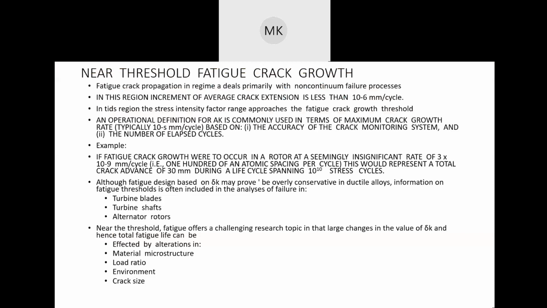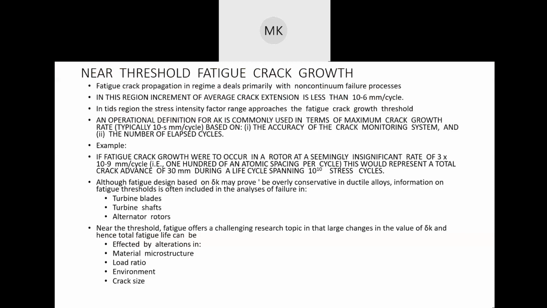Although fatigue design is based on delta K, it has to be a very, very conservative design. That conservatism is needed for applications where you have turbine blades, turbine shafts, and all those applications where life is involved. You have to have a very conservative design.